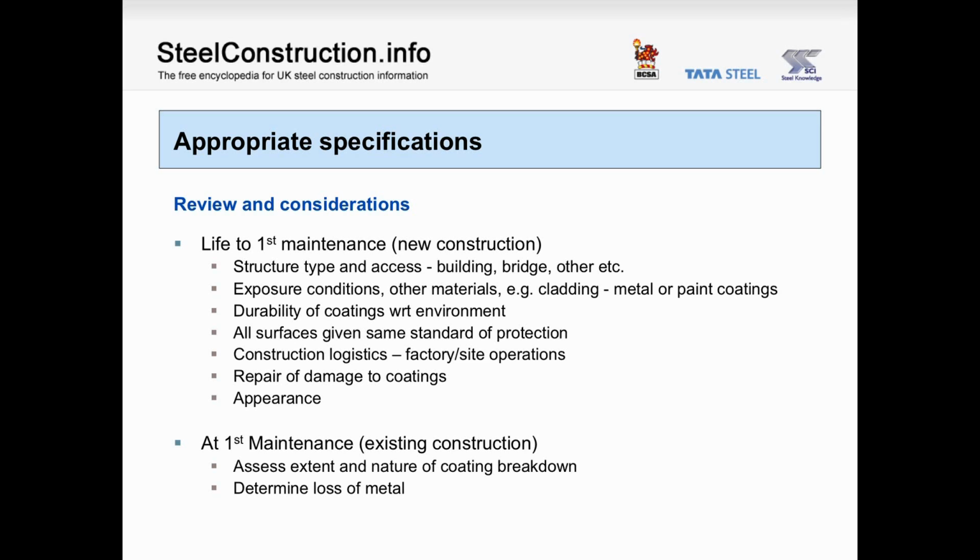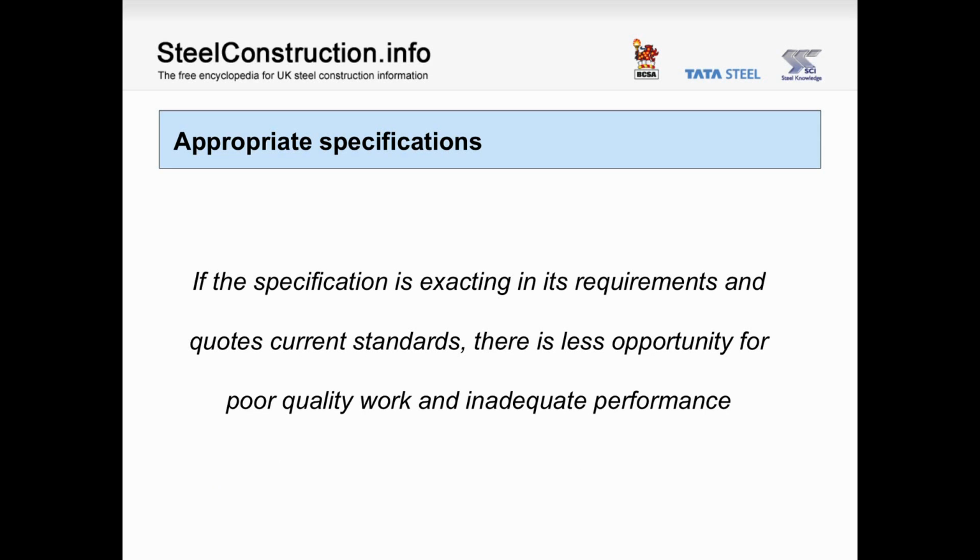Finally, whilst durability may be a prime requirement, the aesthetic appearance should not be overlooked. For existing structures, when first maintenance is identified, both the condition of the protective treatment in terms of the extent of coating breakdown and a quantification of metal loss are necessary to determine a maintenance strategy. To summarise, if the specification is exacting in its requirements and quotes current standards, there is less opportunity for poor quality work and inadequate performance.